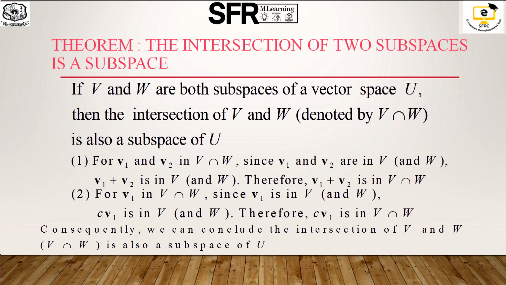Hence the vector addition v1 plus v2 is also satisfied. Then the second one: for any scalar c in the field F and for v1 in V intersection W, v1 is in V and in W, we have the scalar multiplication c v1 is in V and in W. Therefore, c v1 is in V intersection W. From this we can conclude that V intersection W is also a subspace.